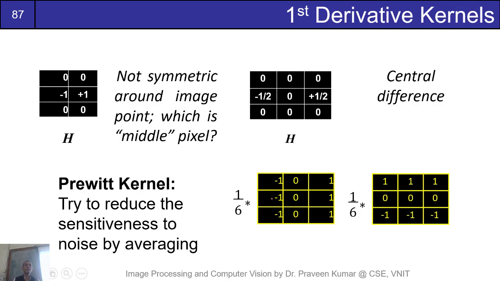The point is that this first derivative is going to be sensitive to discontinuities, and for noise also it will give a very high response, and that will many times cause problems. So normally we try to minimize the sensitivity to noise by defining a kernel where some kind of averaging is built into it.